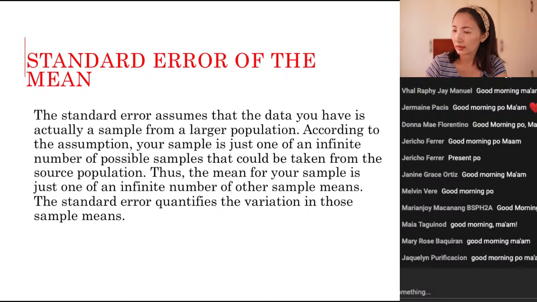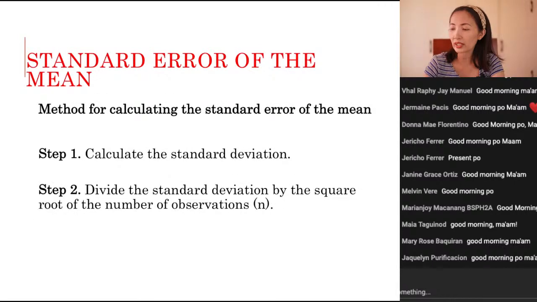How is the standard error of the sample mean computed? The standard error of the mean is computed by following these steps. Step number 1, calculate the standard deviation. Step number 2, divide the standard deviation by the square root of the number of observations.